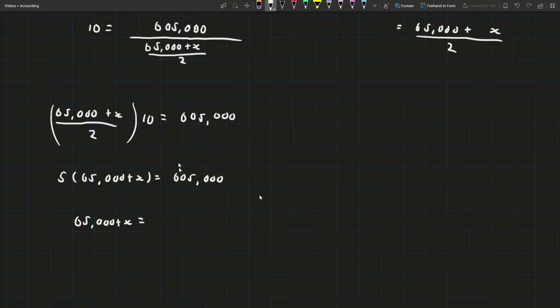Because if you divide 605,000 by 5, you'll get 121,000, which means that X equals 121,000 minus 65,000, which gives you 56,000, and in euros, it's €56,000. And that's our answer for part 1.